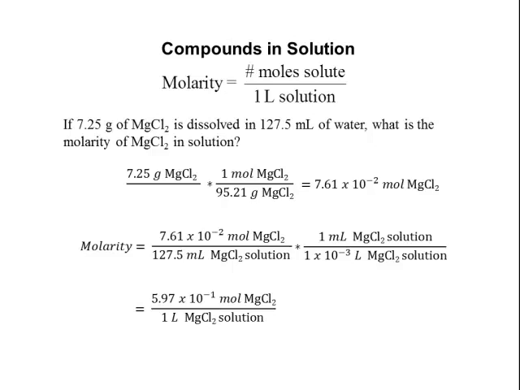So it's 5.97 times 10 to the negative 1 moles of MgCl2 divided by 1 liter of the MgCl2 solution. We can then report that out as just 5.97 times 10 to the negative 1 capital M. Capital M stands for molarity, MgCl2. Sometimes that capital M, you hear people call it molar. So it's a 5.97 times 10 to the negative 1 molar solution.